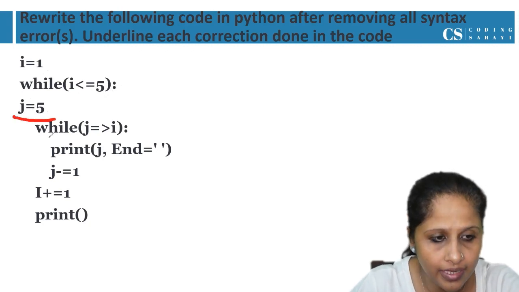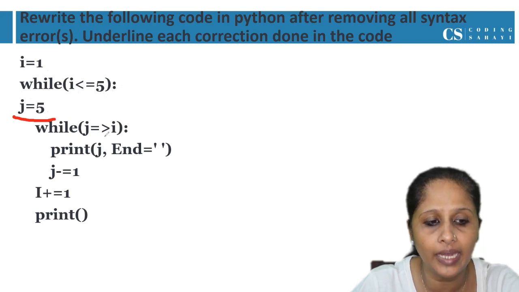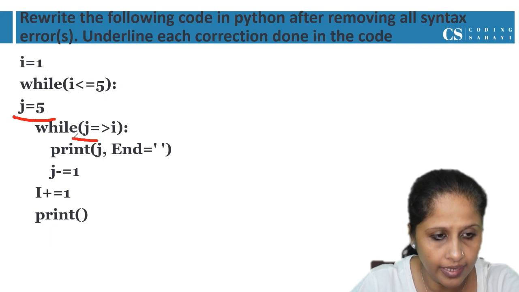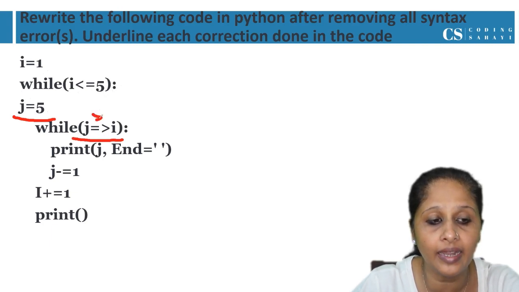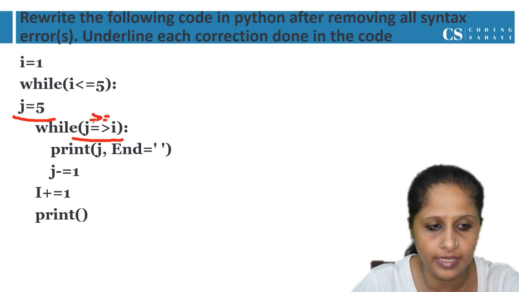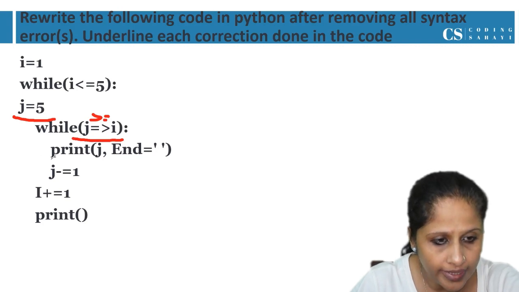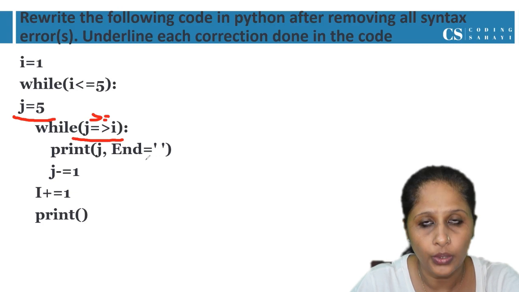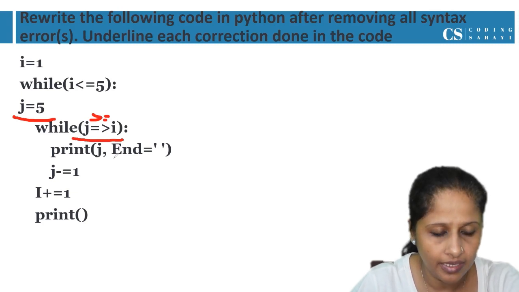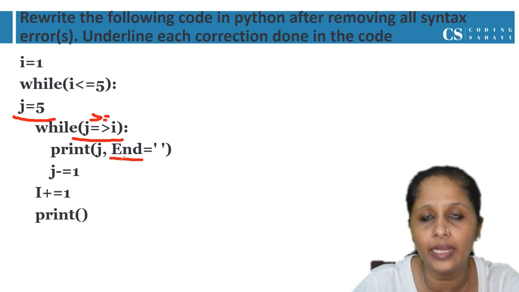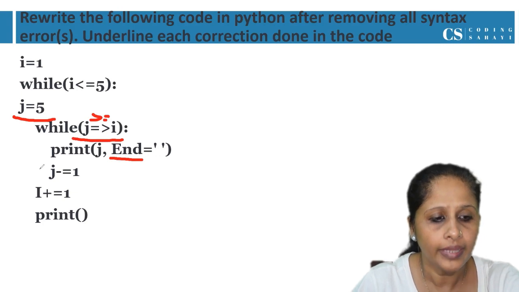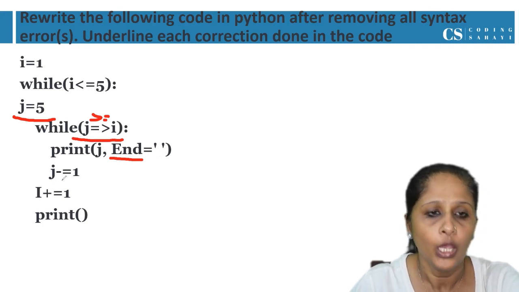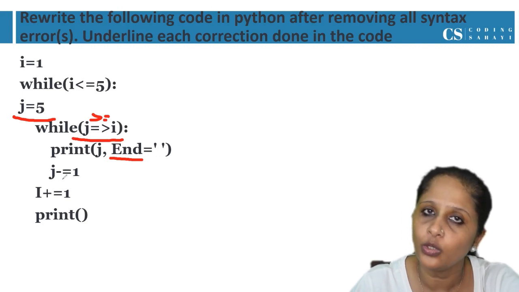Then coming to the next line, while j greater than I. So in this line, any error? Yes, here actually we need to give j greater than or equal to I. So that is the error. Then coming to next line, print j colon end equal to space. So any error in this line? Yes, here actually end should be in small letter. Then next we have j minus equal to 1. Any error? No, here it is actually j equal to j minus 1.